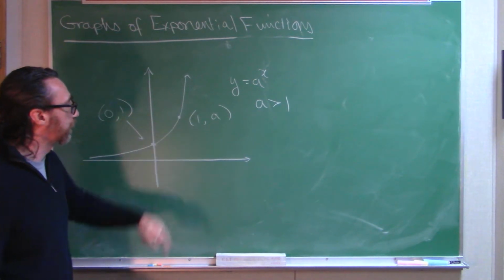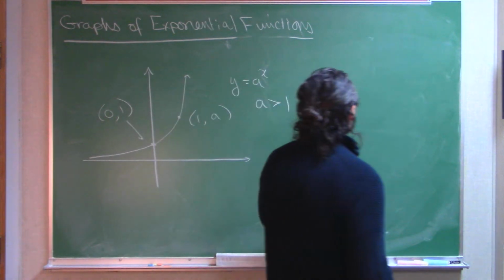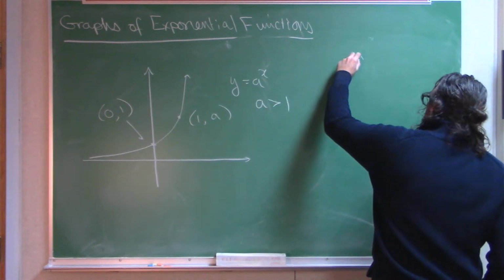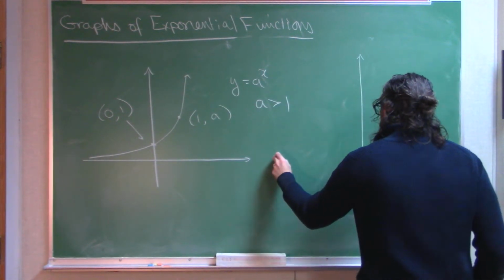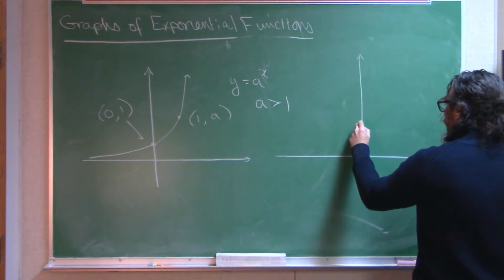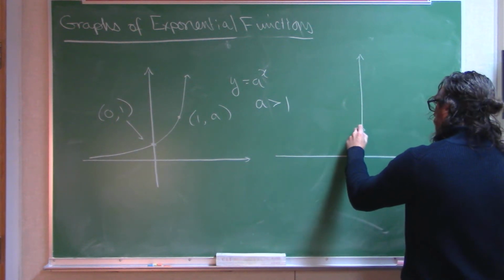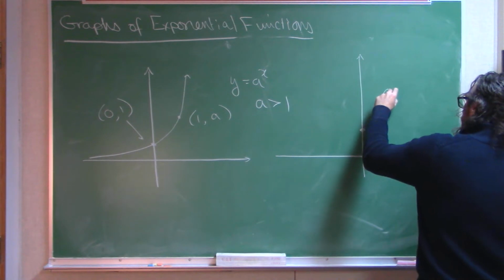Now, if your base is smaller than 1, you're going to get a slightly different picture here. You're still going to go through (0, 1).